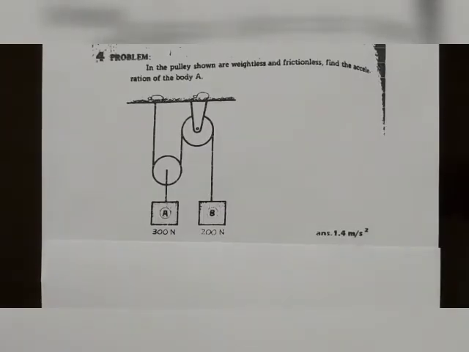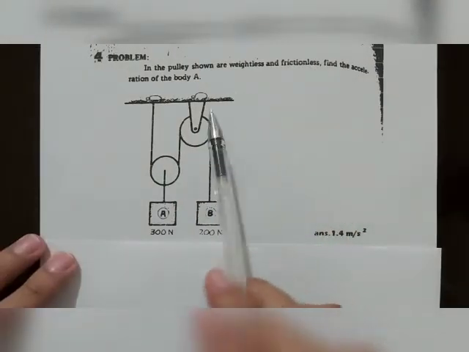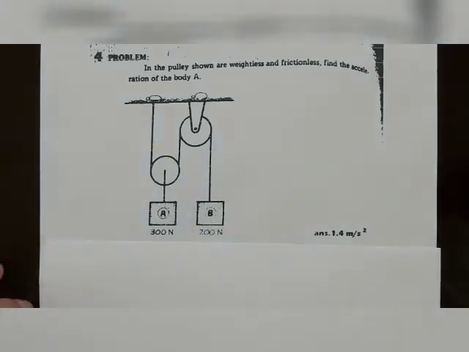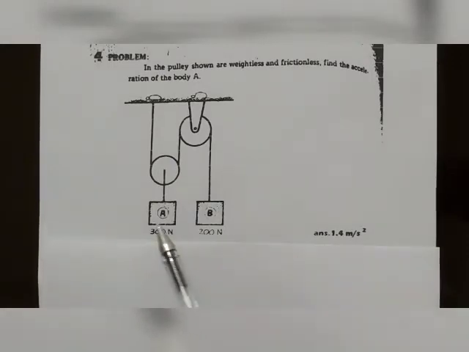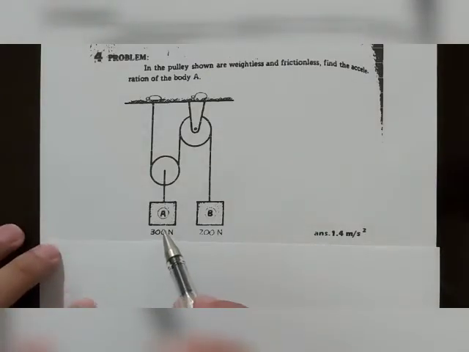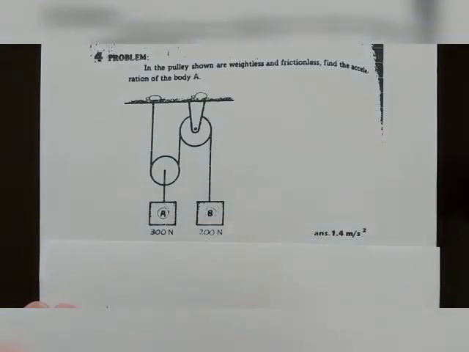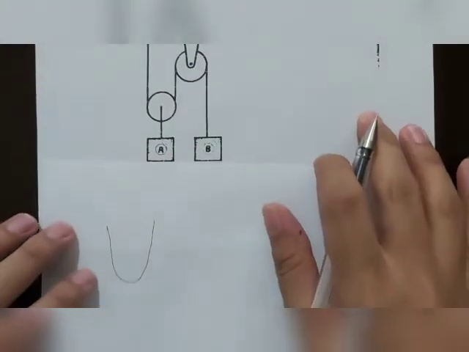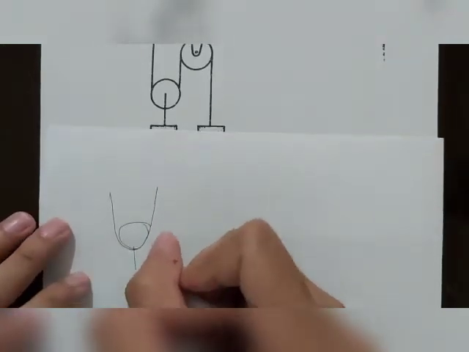Okay, problem number 4. The pulleys shown are weightless and frictionless. So, find the acceleration of the body A. Okay. So, ito yung body A natin. Ito yung body B natin. So, drawing muna natin yung free body diagram ng ating body A or block A. So, ito yung A natin. Meron tayong pulley. Then yung A natin.